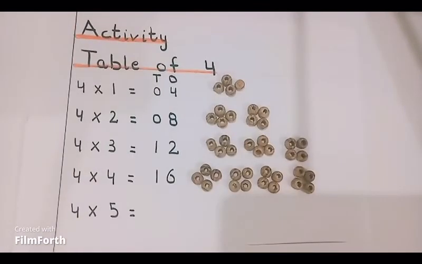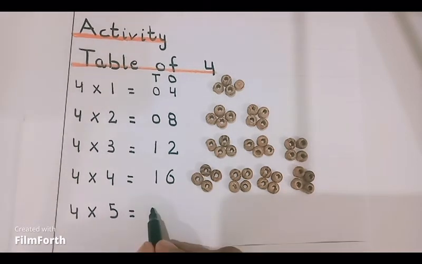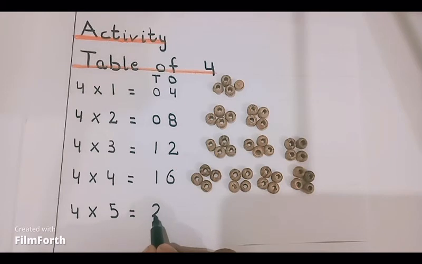Look at here students. How many sets are here? 1, 2, 3, 4. 4 sets of 4 are here. Let's start counting 1, 2, 3, 4, 5, 6, 7, 8, 9, 10, 11, 12, 13, 14, 15, 16. 4 fours are 16. Answer is 16. Next one is 4 fives are 20.